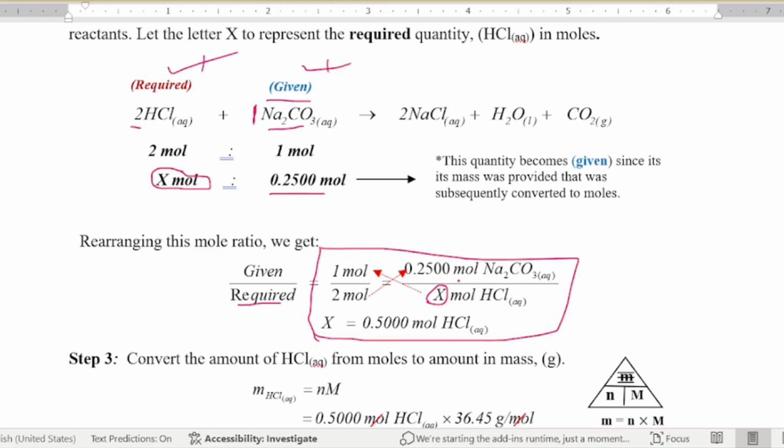You cross multiply here. So you get 1x, and you see x on the side. Remember we said it's going to turn out to be that? So you need 0.500 mole.